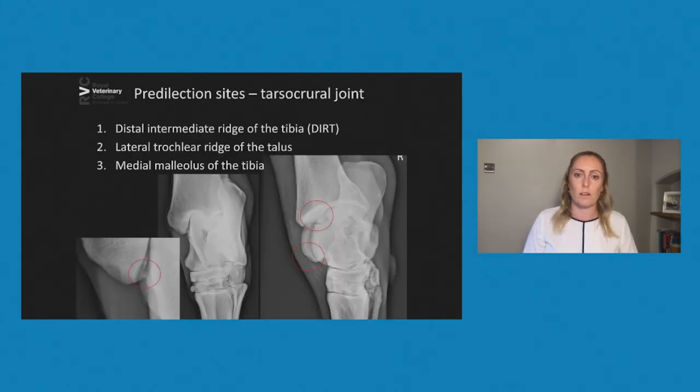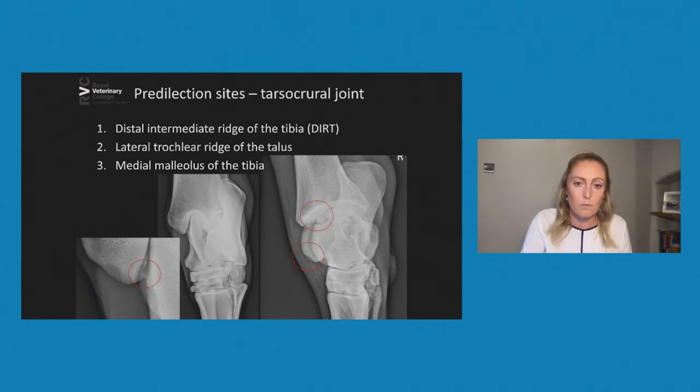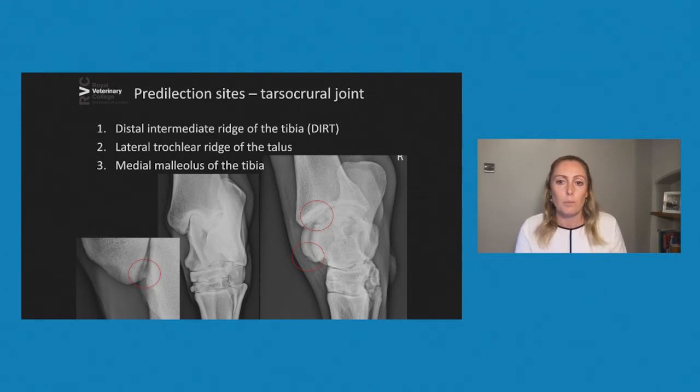Now moving on to the tarsal joint. The distal intermediate ridge of the tibia is the primary location, as you can see in the right radiograph at the top red circle, followed by the lateral trochlear ridge of the talus, which is here, and the medial malleolus of the tibia.